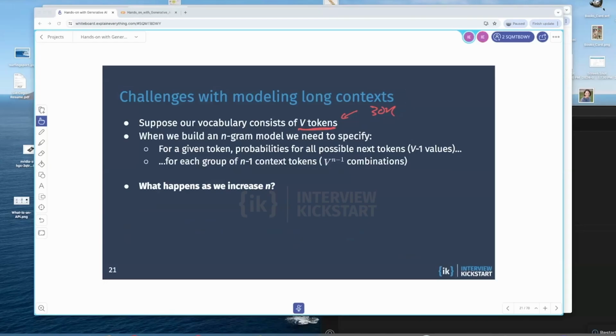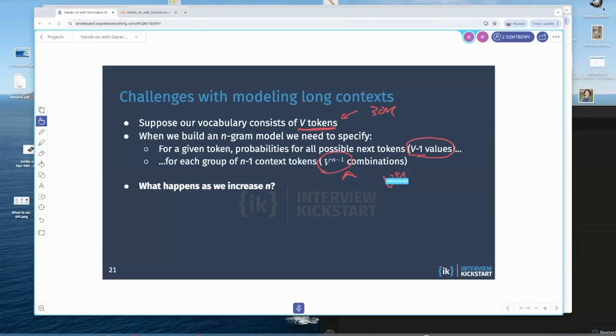So when I build an n-gram model, what we need to specify is, for a given token, the probabilities for all possible sequences of n-1 tokens. And so there are V to the n-1 combinations if I have a context of length n minus one. And when I'm saying how many probabilities I need to keep track of, well, for each of those, I need to keep track of V probabilities for each possible next token.